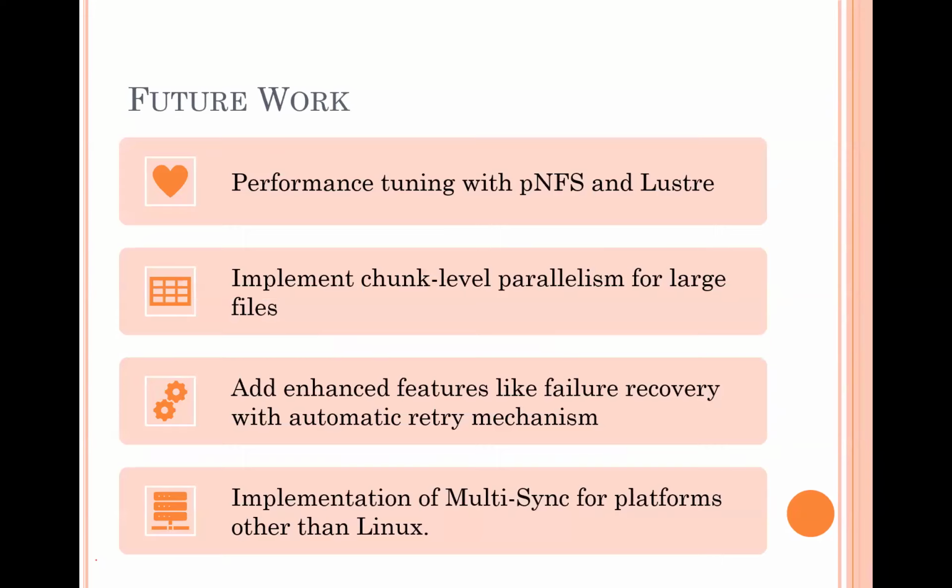Finally, looking ahead at future work, we plan to focus on performance tuning with file systems like pNFS and Lustre to further improve efficiency. We also aim to implement chunk-level parallelism for very large files and add enhanced features like failure recovery with automatic retries. Additionally, we want to extend multisync to platforms beyond Linux, making it more widely deployable. This will make the tool even more robust and versatile for distributed data replication.